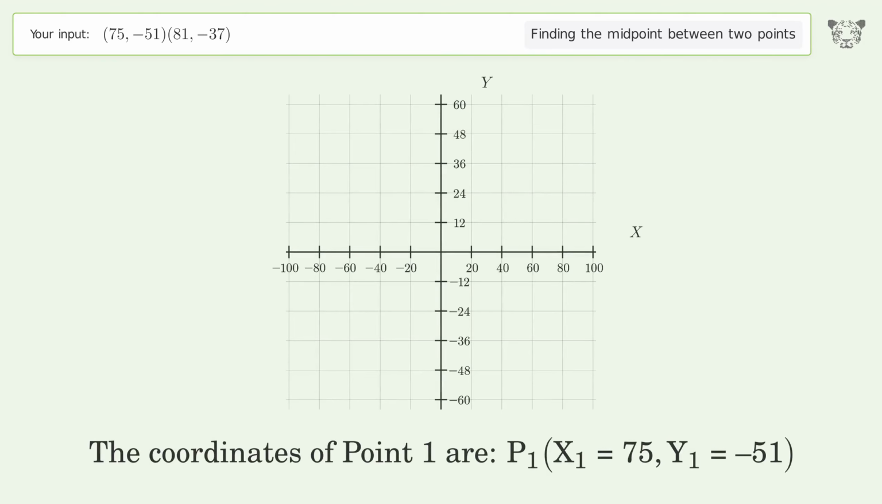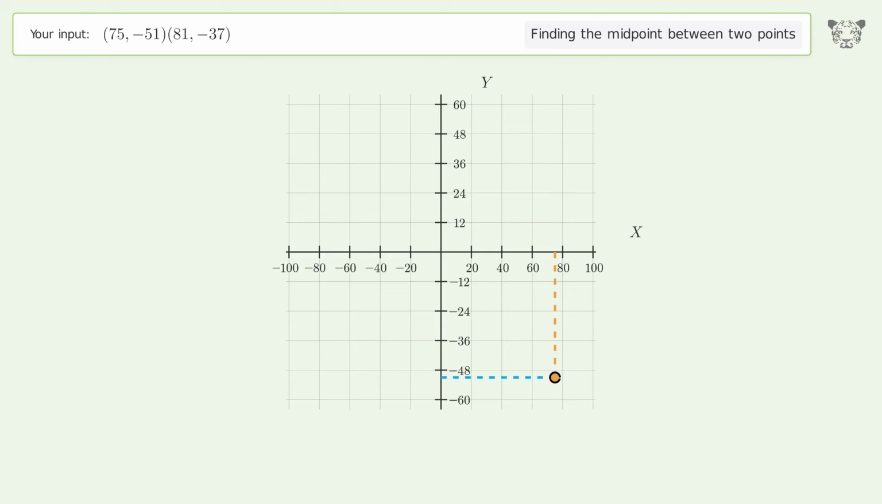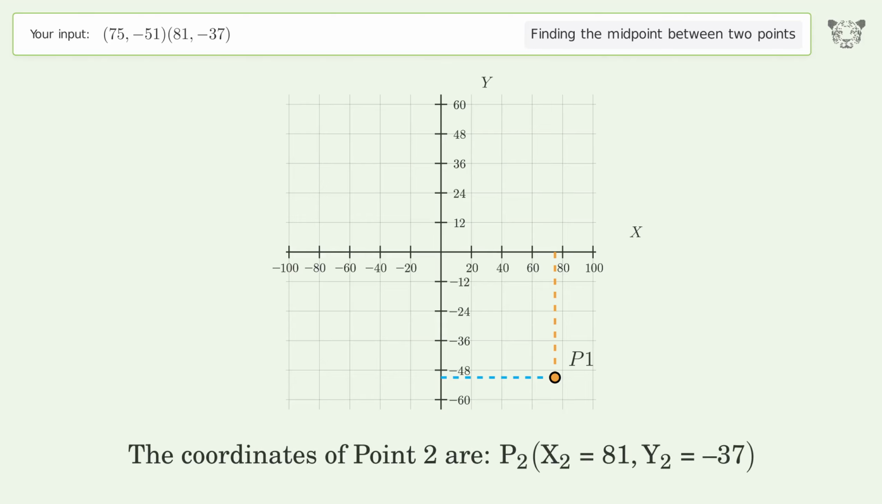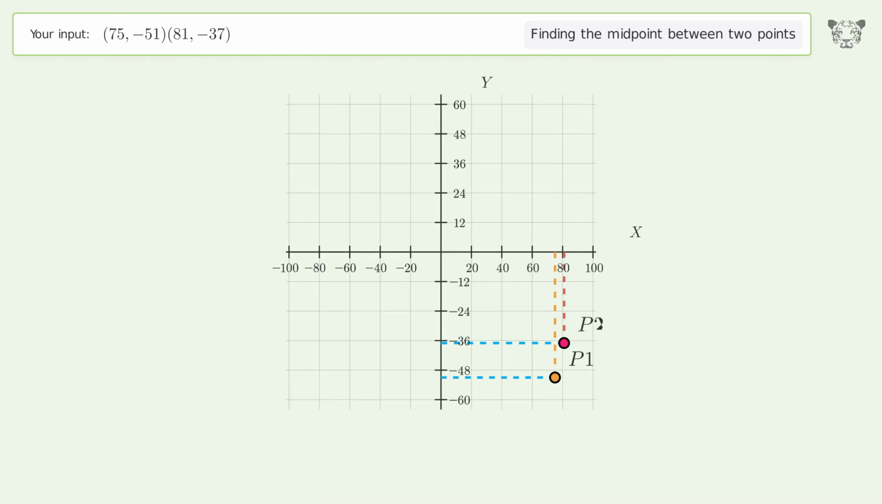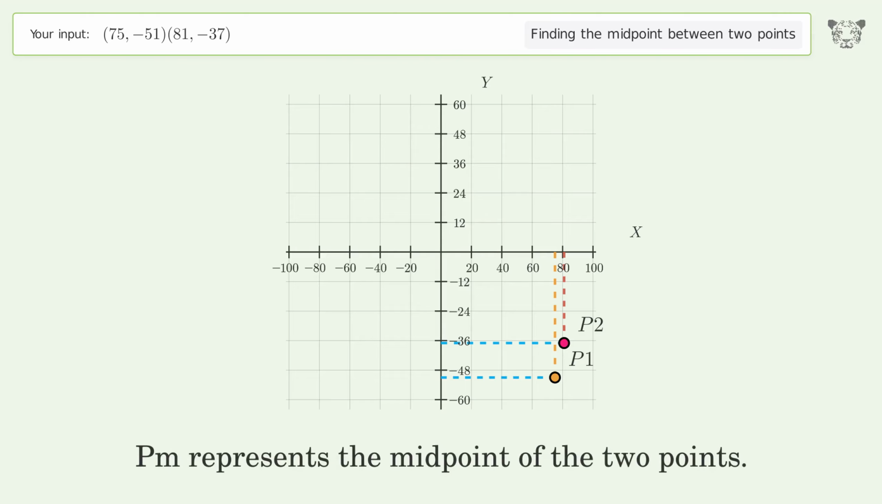The coordinates of point 1 are, x1 equals 75, y1 equals negative 51. The coordinates of point 2 are, x2 equals 81, y2 equals negative 37. PM represents the midpoint of the 2 points.